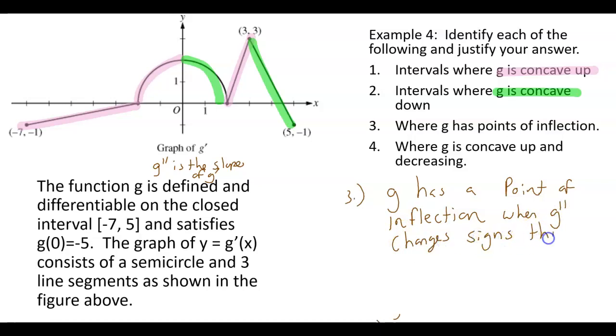And this happens when? Well, basically, when the slope changes. So like here, we go from pink to green. Here we go from pink to green. And here we go from pink to green. And so that would be at x equals 0, x equals 2, and x equals 3. So those are official points of inflection. All right, let's go ahead and take a look at number 4.